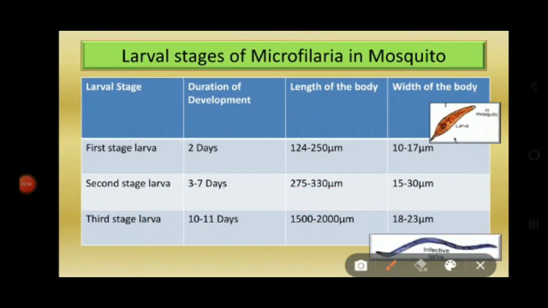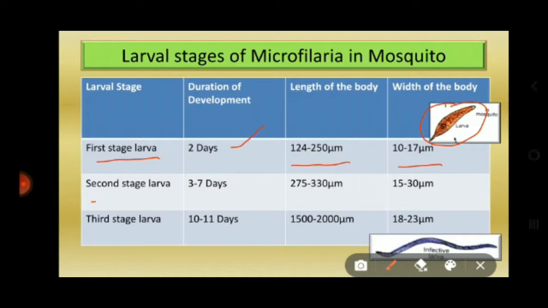So, the larval stages of microfilaria in the mosquito. If you see, this is the first stage larva, which takes only 2 days for development, and measures about 124 to 250 micrometers in length and 10 to 17 micrometers in width, and it is a sausage shaped larva. Sausage shape, that's why it is called sausage larva. It is a first stage larva, and it undergoes molting after 2 days.